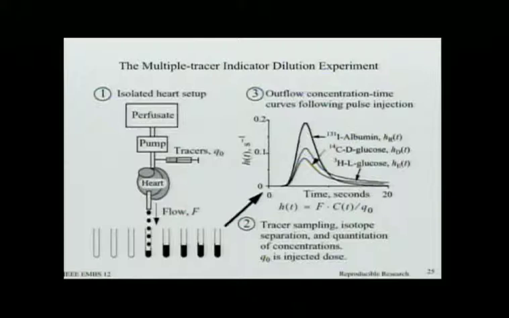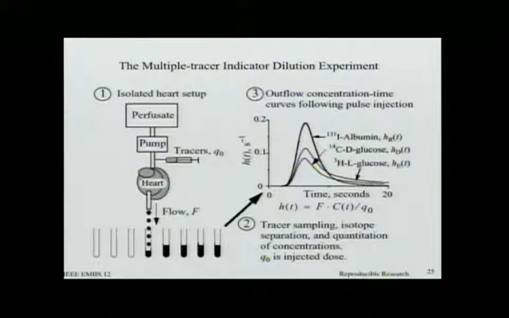So now I'm going to take a brief excursion through a particular example project, and it's a black box project. Give an input and look at the output and analyze the innards of the black box. This particular one uses isolated hearts, injects a set of tracers into the inflow, collects in a series of test tubes a sequence of samples at the outflow, does a lot of analysis through HPLC and isotope counting to create the concentration time curves at the outflow, and then begins the analysis.